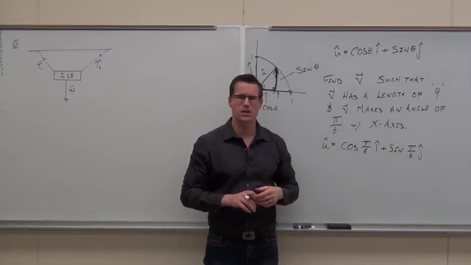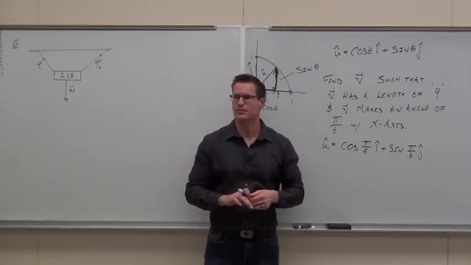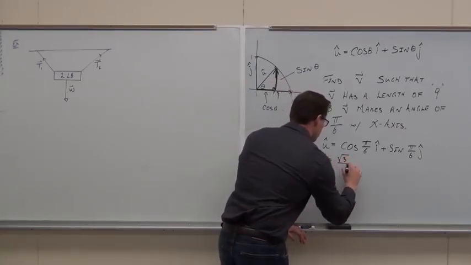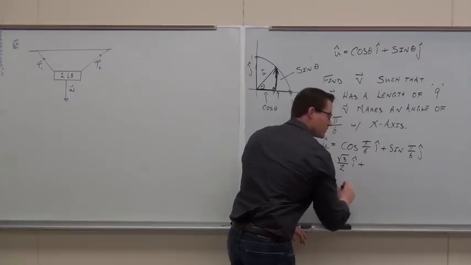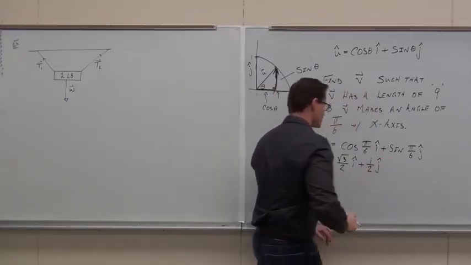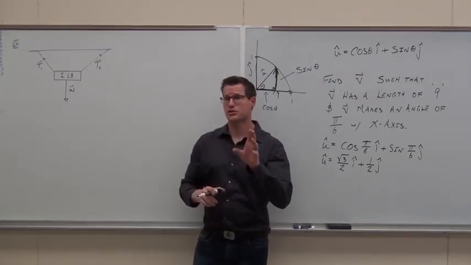How much is cosine of pi over 6? You need to know it, and don't give me decimals ever. Is that the vector I'm looking for? No. Is that the direction of the vector I'm looking for? Yes.